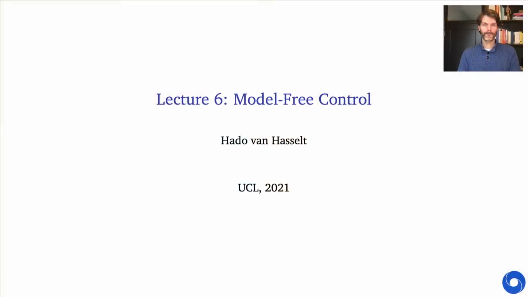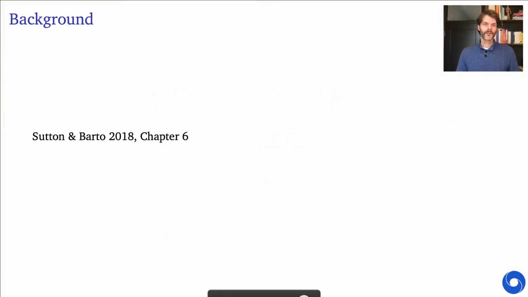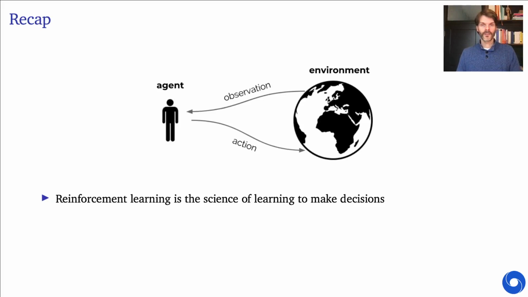My name is Hado van Hasselt and today I will be talking to you about model-free control. The background material for this lecture is chapter 6 from Sutton and Barto. You might recall from the previous lecture that I said there were a bunch of background chapters, 5, 6, 7, 9, 12. But this lecture will be focusing mostly on the contents of this one chapter, chapter 6.